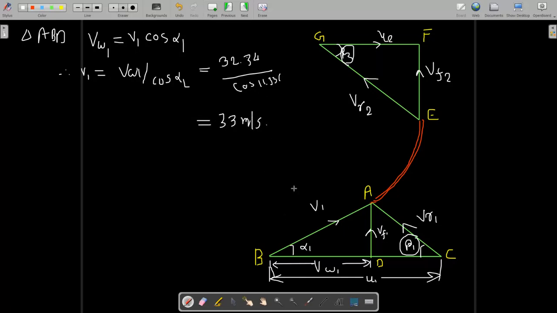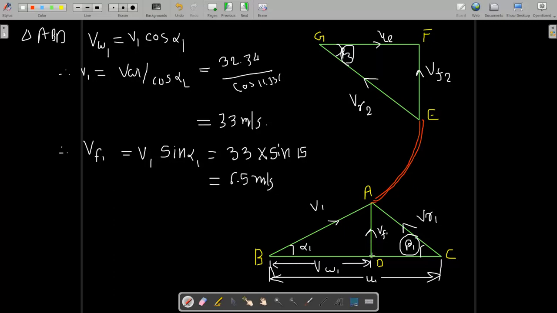Okay, now we have found V1. Now find VF1. From the similar triangle ABD, we can write VF1 is equal to V1 sin alpha 1. V1 is what? 33 meter per second into sin 15 degree. So when you solve this, you will get flow velocity 6.5 meter per second.